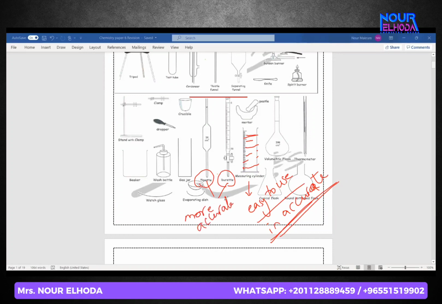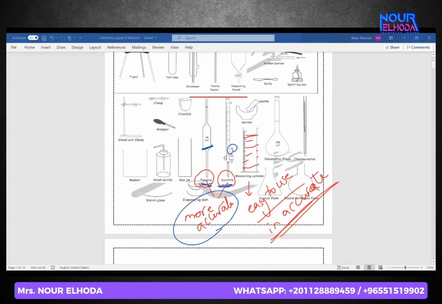So what is the negative thing about them? The pipette cannot measure more than 25 cm³. This is the maximum. It is very thin, like a straw. It cannot measure, for example, 30 or 40 cm³. No, the maximum is 25 cm³. The burette can measure up to 50. So both the pipette and the burette are more accurate.